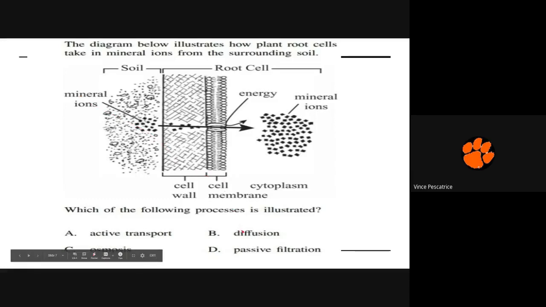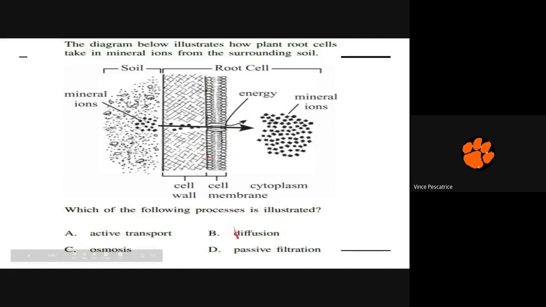Right? Diffusion is where things diffuse or pass across the membrane without any help. So diffusion is a type of transport, but it's too broad. So you have passive filtration and active transport. Which one of these helps get across the membrane? The key here is energy, all right? Active transport is the only one that requires energy. You need energy in order to transport things into the cell.